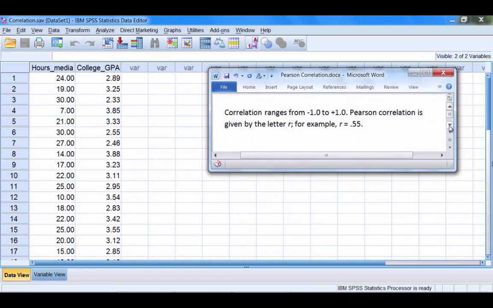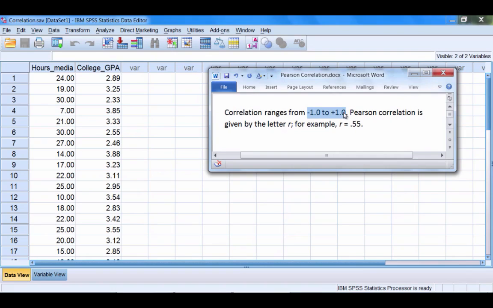A correlation ranges from negative 1.0 to positive 1.0. And Pearson correlation is given by the letter R. As an example, you might see something reported like R equals 0.55. Notice that this value of 0.55 ranges from negative 1 to positive 1.